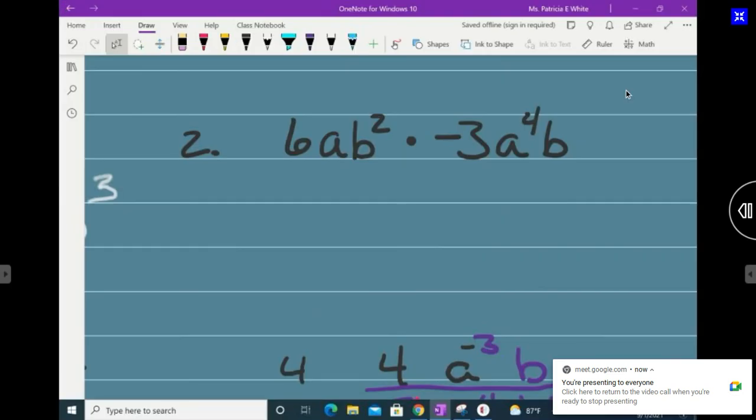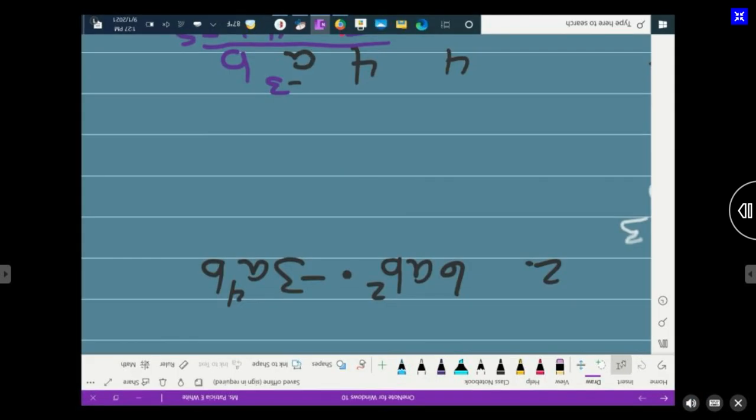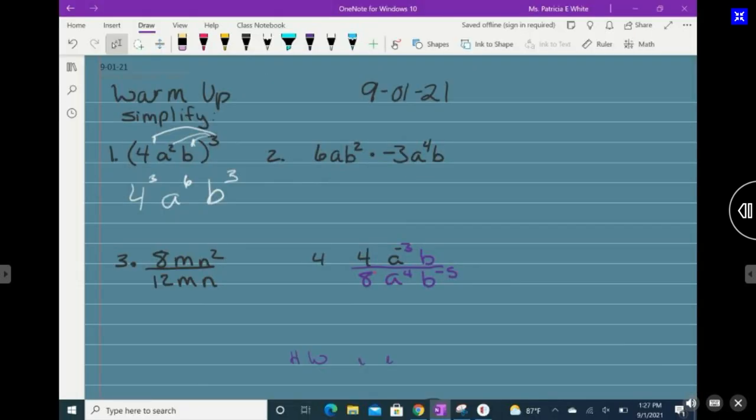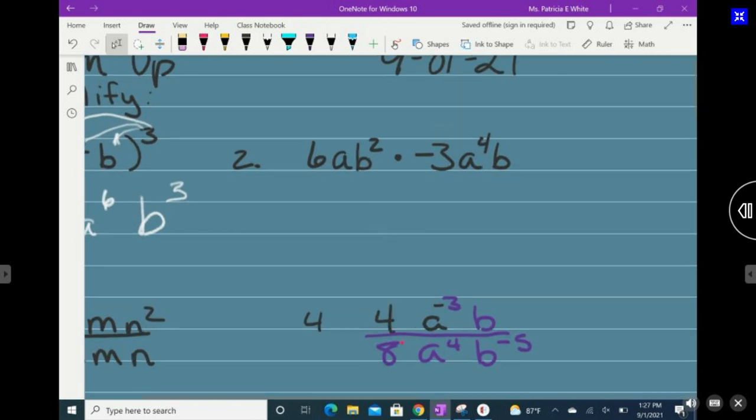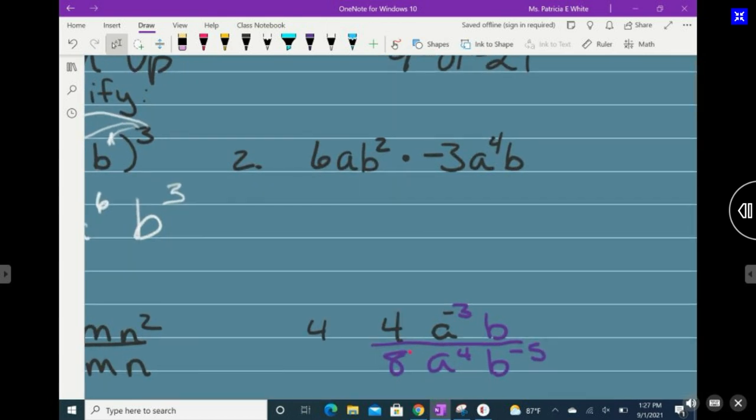And move to the hand. When I am multiplying, one negative makes things negative all day long, even on Sunday, right? One negative makes things negative, two negatives makes things positive. So should my answer on problem 2 end up being positive or end up being negative?